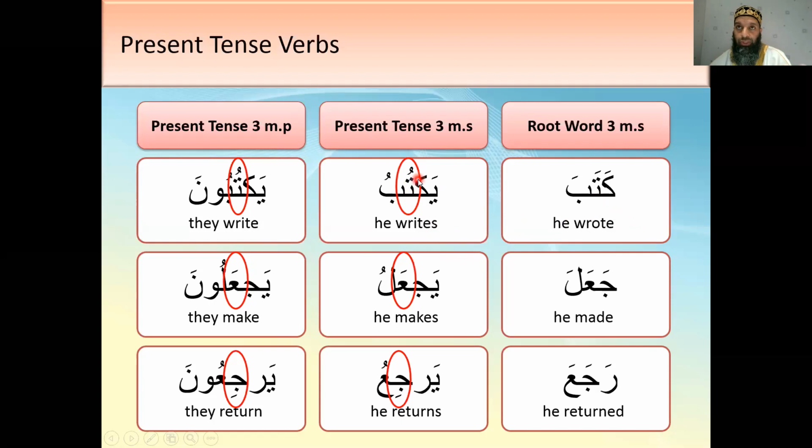Kataba yaktubu. That's why I learned the present with the past. So if I say nasara yansuru, it's not going to be yansaru, it's not going to be yansiru, it's going to be yansuru. It just is for that verb.